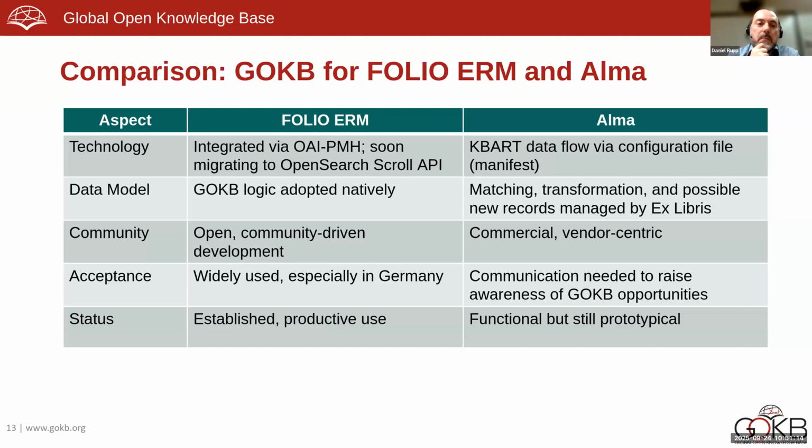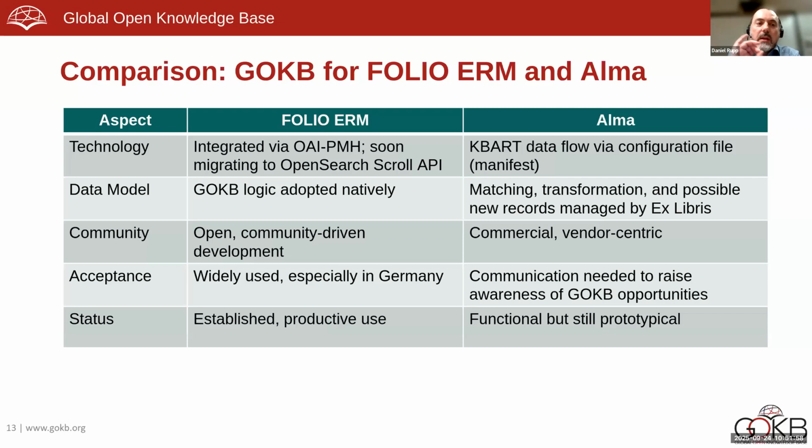Regarding the community, the very important thing is the open community-driven development in Folio ERM, and we see that there are lots of opportunities. If there's a change in the GOKB and the API, we can talk with the developers, with KInt, with GBV regarding the Folio developers, and we can talk about how it's best done. It's different in Alma. We can talk to them, but they have to consider their developer time if we want something.